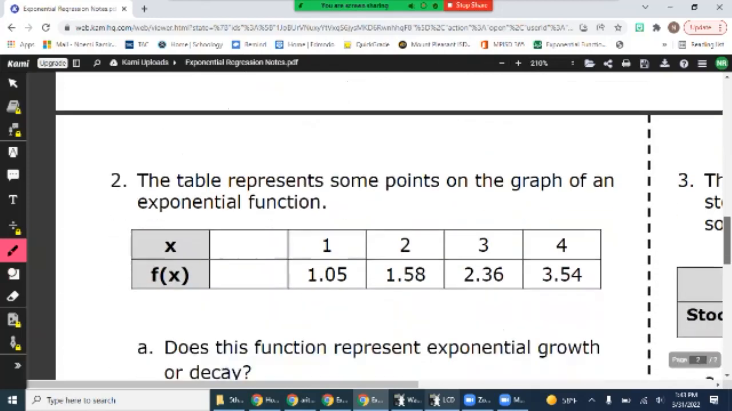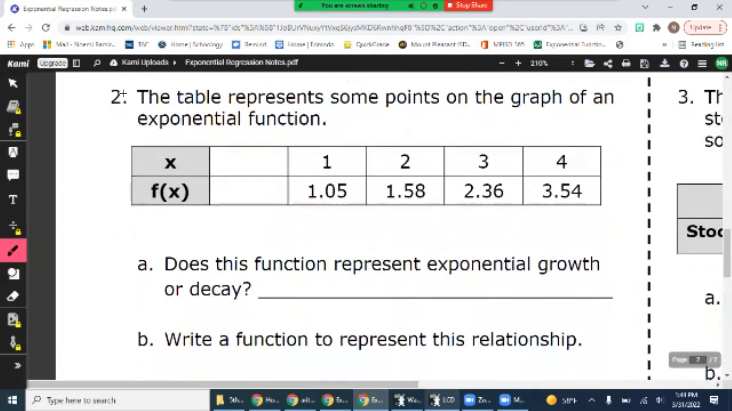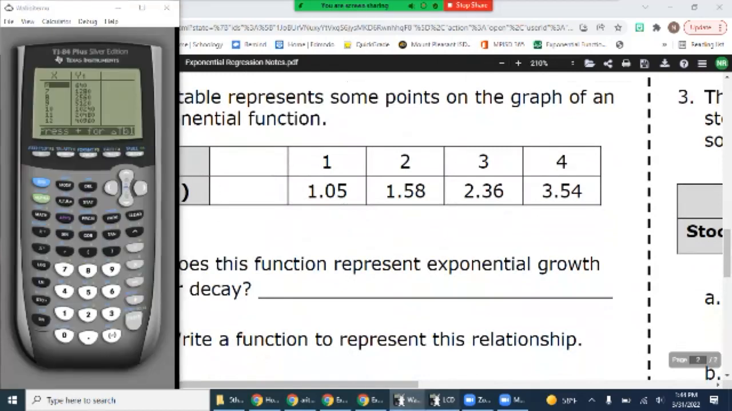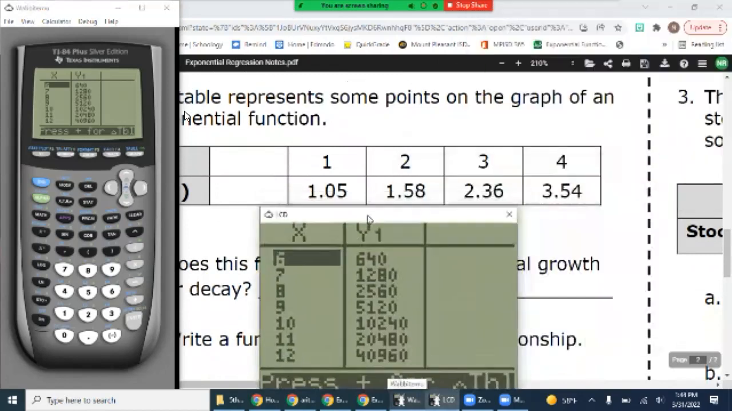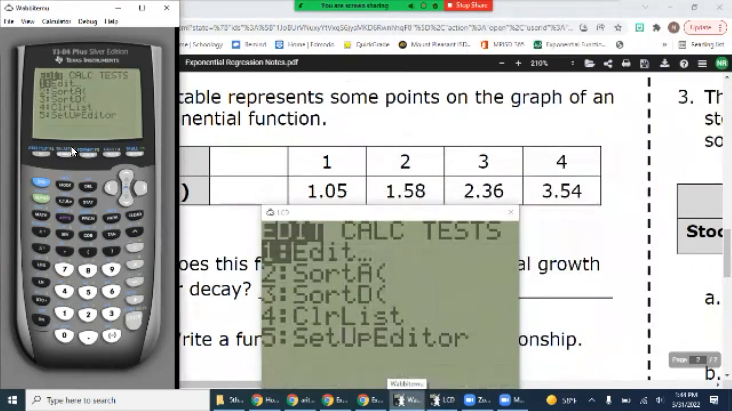Next one, number 2. I left this blank for a reason, but these are the only numbers that you're going to type in. So go ahead and type those in, and I will type them in myself on this side. Stat, edit.